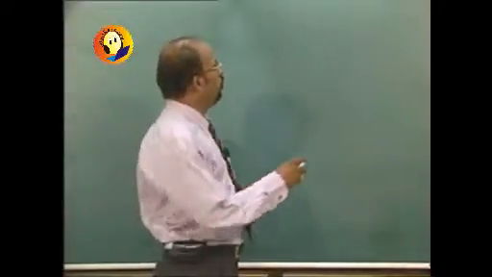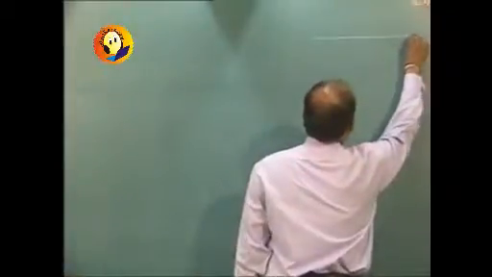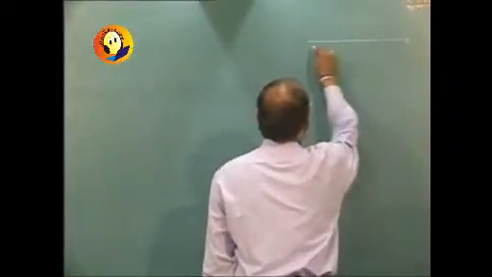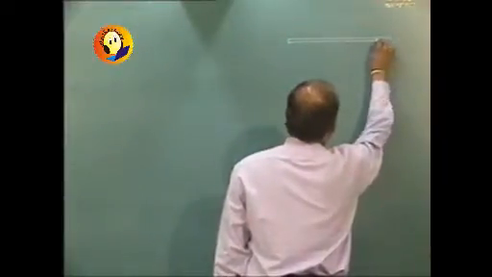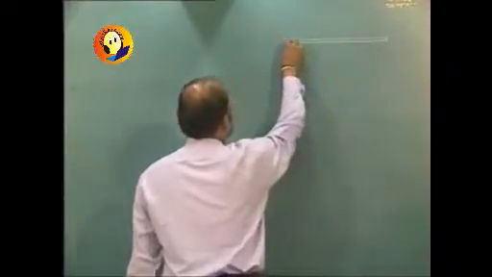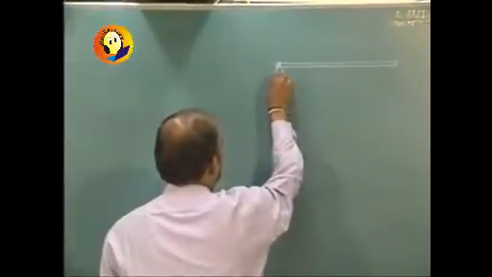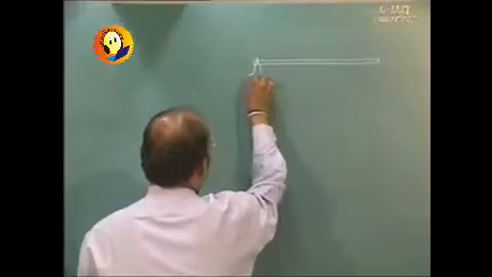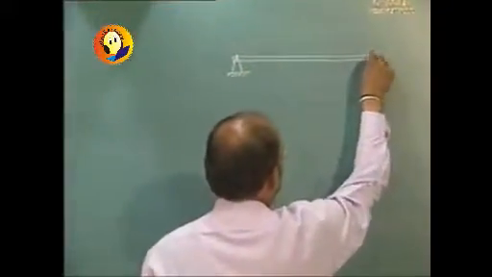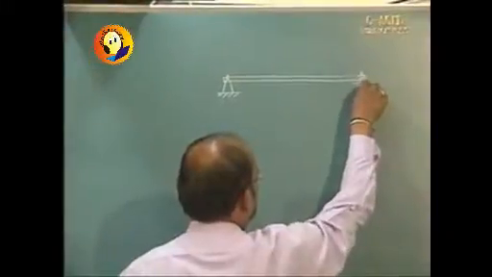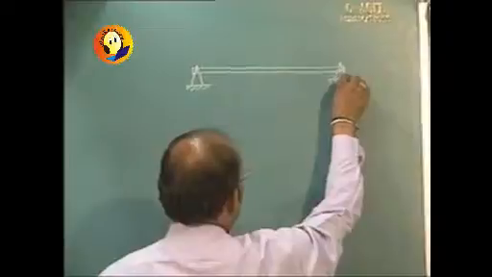point load as such. Beam is the horizontal member which will be having supports as is shown over here. It is supported at one end, and at the other end the support is shown in a slightly different manner.